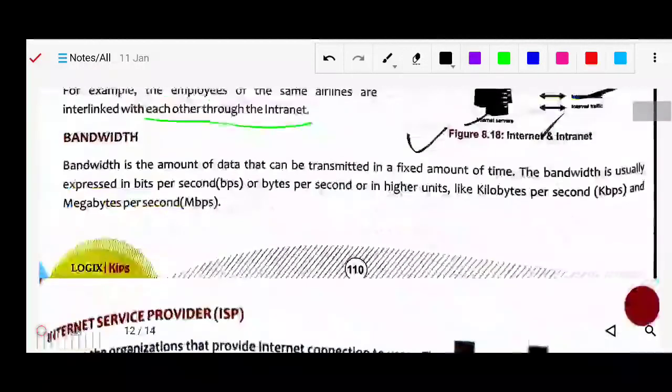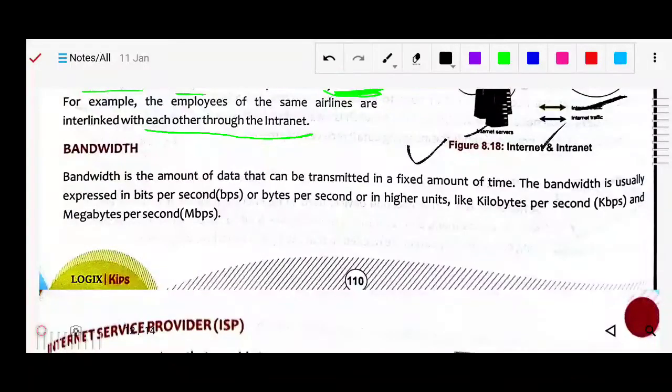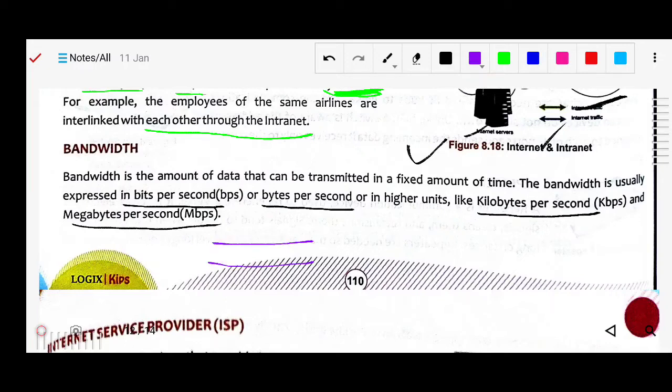Now next is bandwidth. About this I also taught. Bandwidth is the amount of data that can be transmitted in a fixed amount of time. The bandwidth is usually expressed in bits per second or bytes per second, or higher units like kilo per second and mega per second, or now GB per second, that is gigabyte per second. So how is bandwidth decided? Let me give you a little idea.